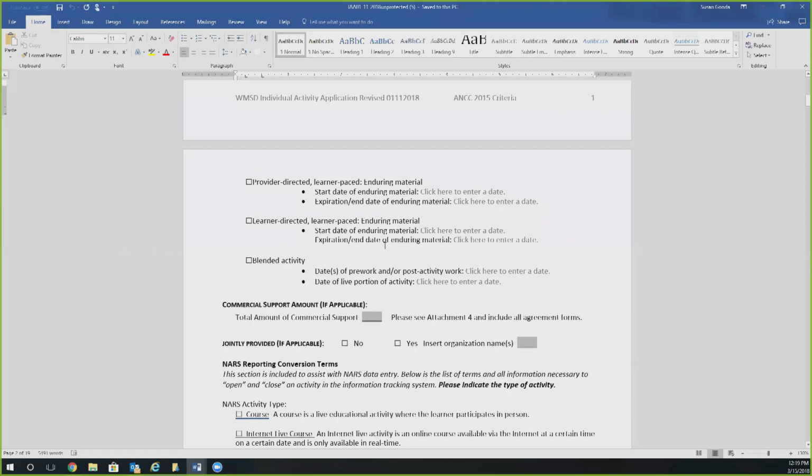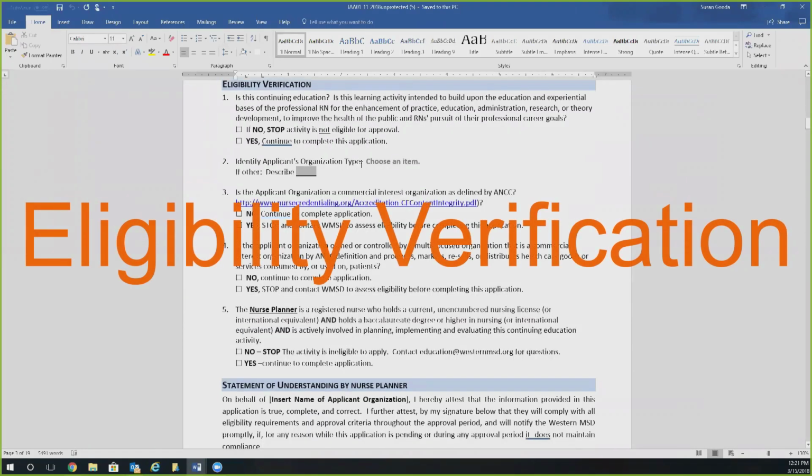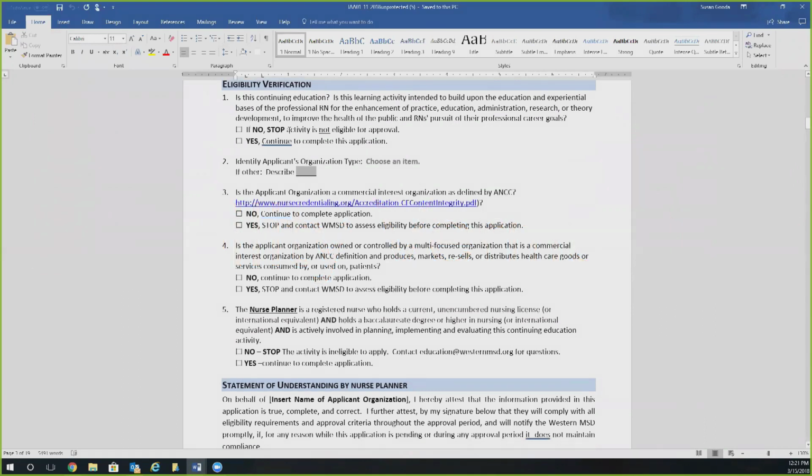Eligibility requirements, there's 5 things that you need to be aware of for eligibility. We've spelled out every single question. If the answer ends up being no and it says stop, then you can't proceed to the rest of the application.